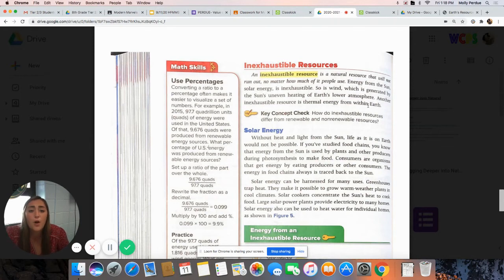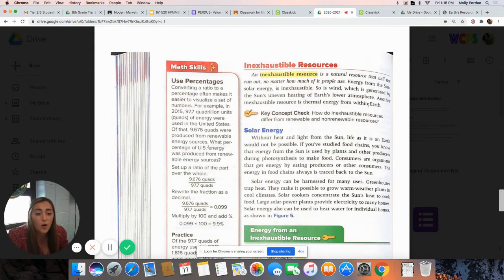Solar energy. Without heat and light from the sun, life as it is on Earth would not be possible. So if you studied food chains, you know that energy from the sun is used by plants and other producers during photosynthesis to make food. Consumers are organisms that get energy by eating producers or other consumers. The energy in food chains can always be traced back to the sun.